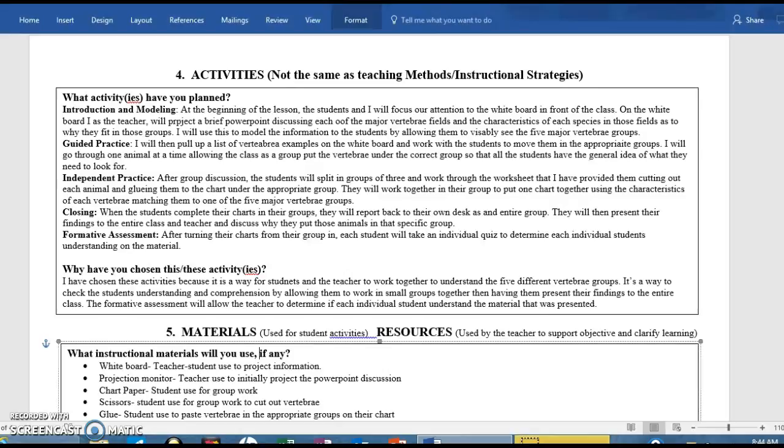Why have you chosen these activities? I have chosen these activities because it is a way for students and teachers to work together to understand the 5 different vertebrate groups. It's a way to check the students' understanding and comprehension by allowing them to work in small groups together, then having them present their findings to the entire class. The formative assessment will allow the teacher to determine if each individual student understands the material that was presented.